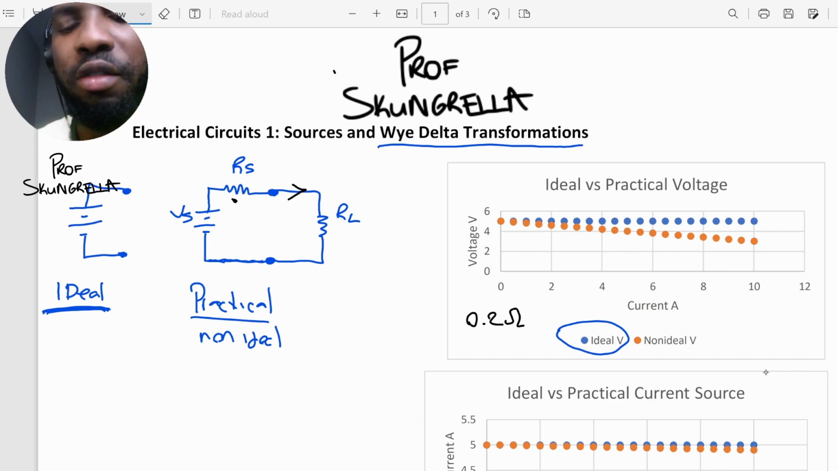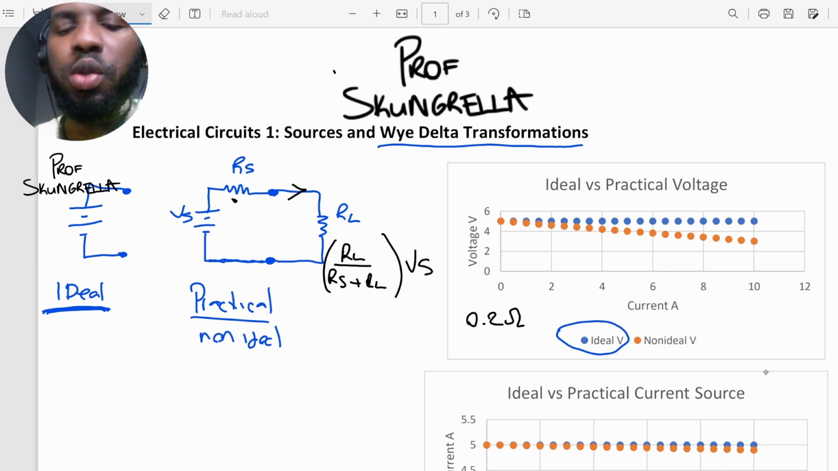So just like the voltage divider, if you want to find out what the total voltage is across the load, it's going to be RL over RS plus RL times whatever voltage your power supply is giving out. So the proportion of the voltage that is coming out of your supply is the load resistance over the source plus the load times Vs, right? And again, as the current increases, you should expect that the voltage dropped across the source resistance will also increase, okay?